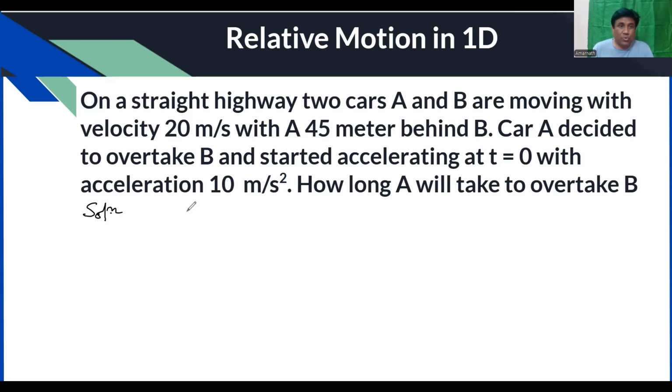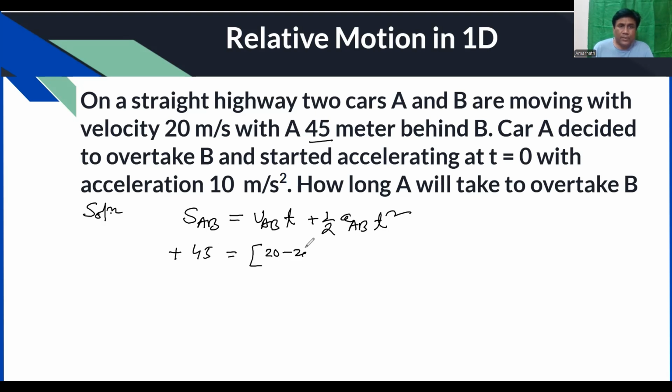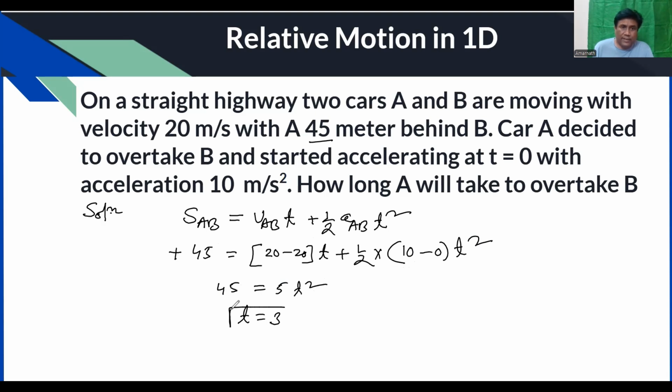Acceleration is constant, so we can use the equation of motion. So displacement of A with respect to B is equal to initial velocity of A with respect to B into t plus half acceleration of A with respect to B t square. And the extra distance, that is for displacement. 45 equal to, and this is nothing but 20 minus 20, it will be 0 only. Plus half acceleration of A, it is 10 minus 0, t square. So 45 is equal, I think it will be 5. Yeah, you are correct. So t equal to 3 seconds. That is great.